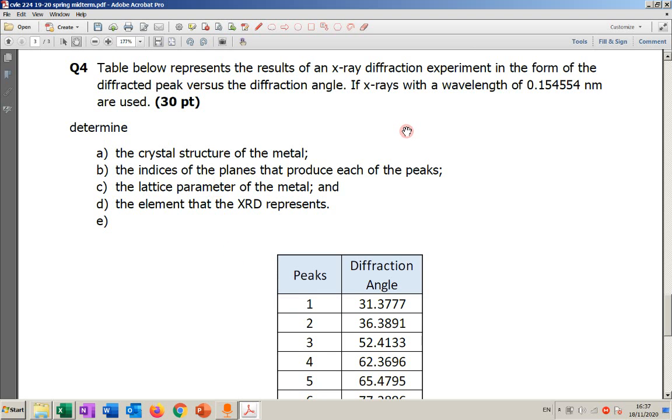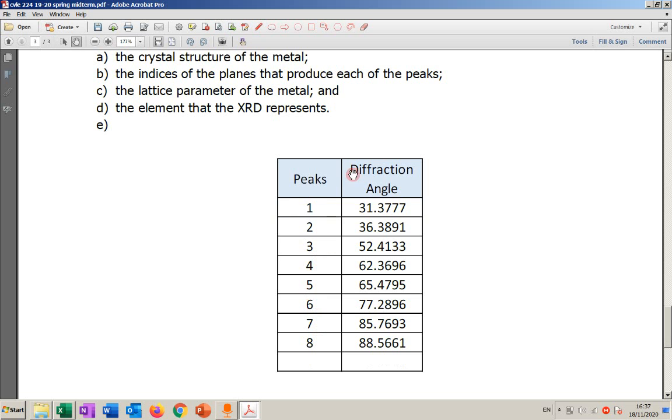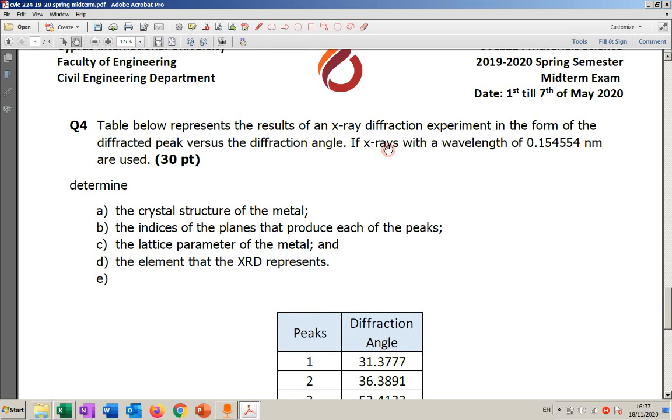Now let's see what's given and what's required. The table below represents the results of an XRD diffraction experiment in the form of the diffracted peak versus the diffraction angle. So we have 8 peaks, and the diffraction angle will be 2 theta. Remember, that's 2 theta we have there. Then an X-ray with a wavelength of 0.15454 nanometer, so I gave it in a long form. Why? Because I wanted the numbers to come out exactly similar. We'll see it in this example.